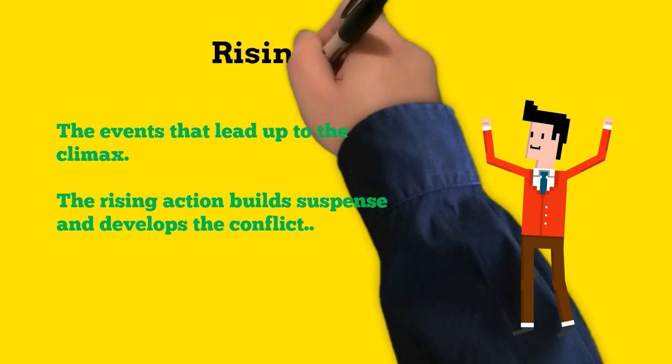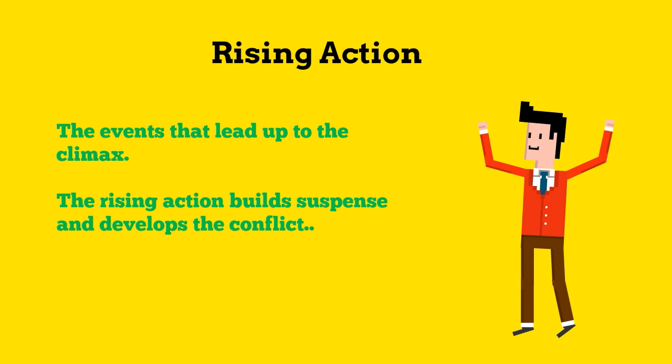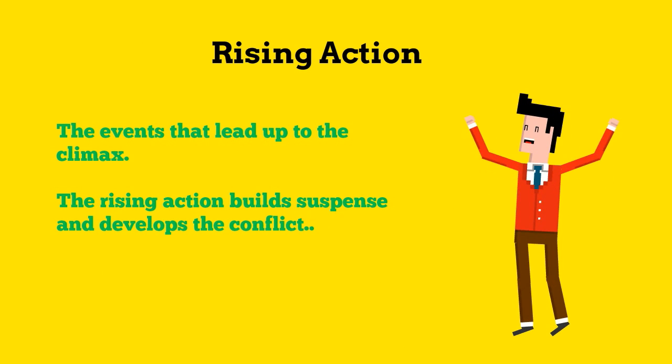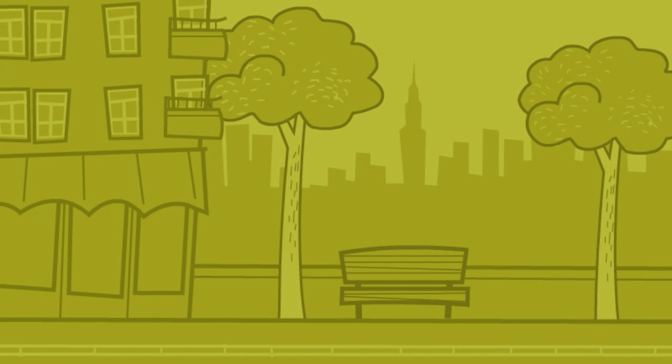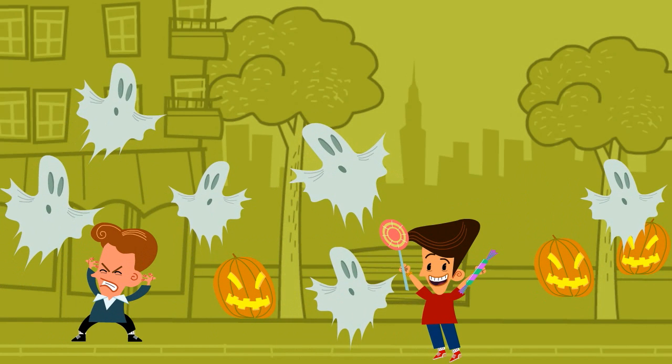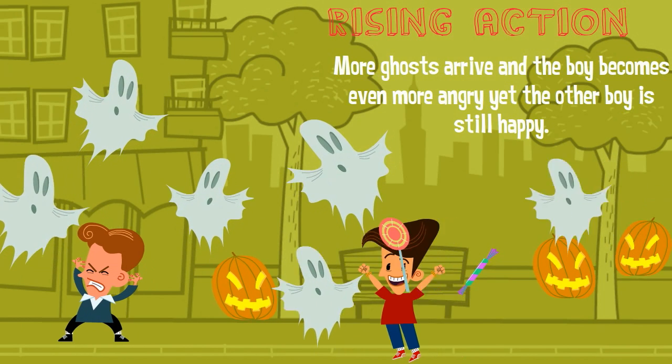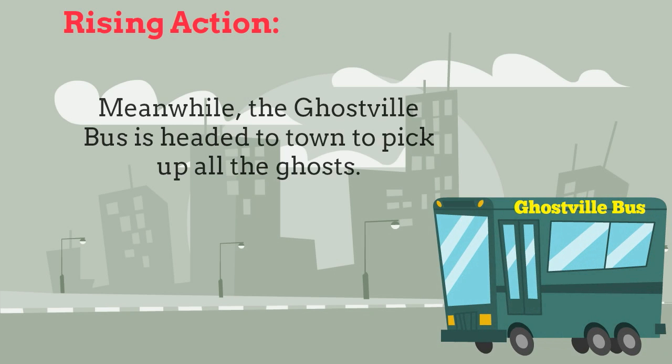Next is the rising action. These are the events that lead up to the climax. The rising action builds suspense and develops the conflict. The rising action of this story is that more ghosts arrive and the boy becomes even more angry, yet the other boy is still happy. Another part of the rising action is that meanwhile, the ghost-filled bus is headed to town to pick up all the ghosts.